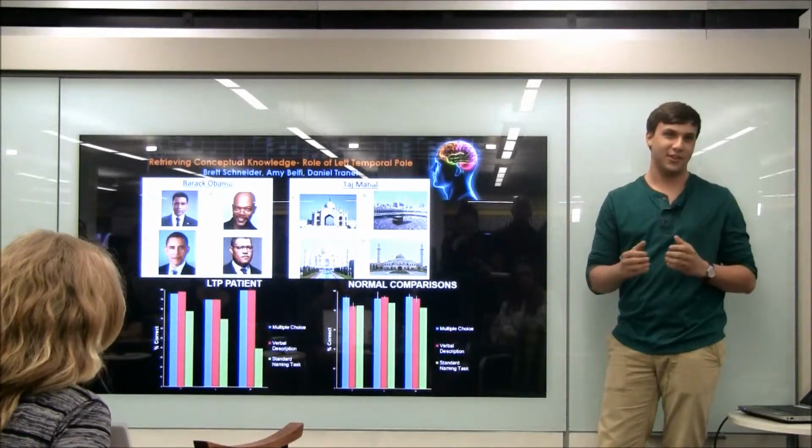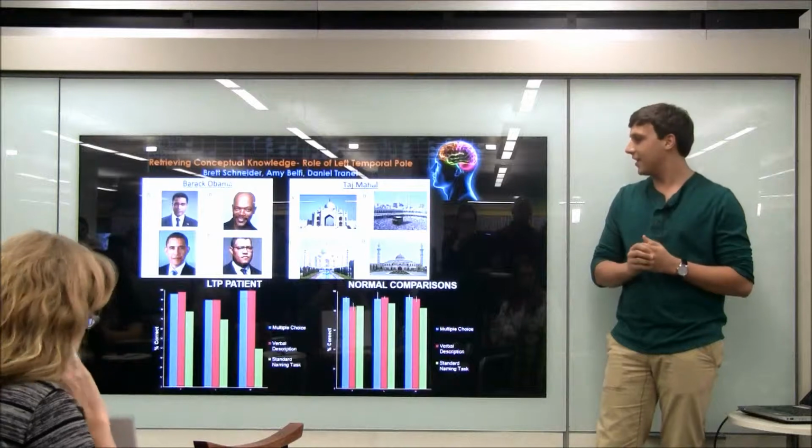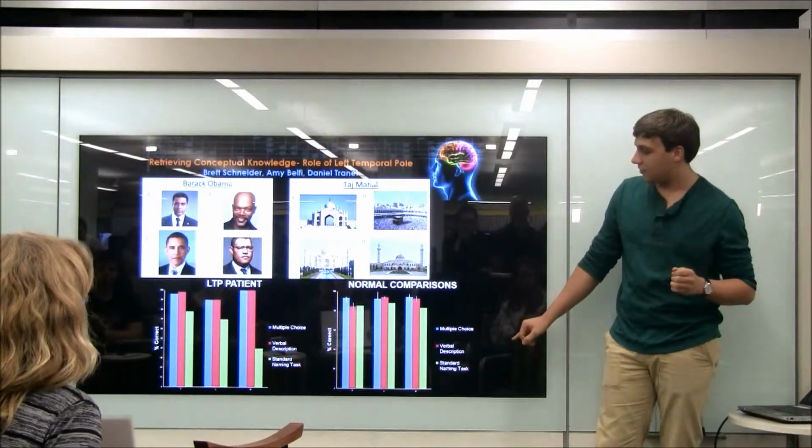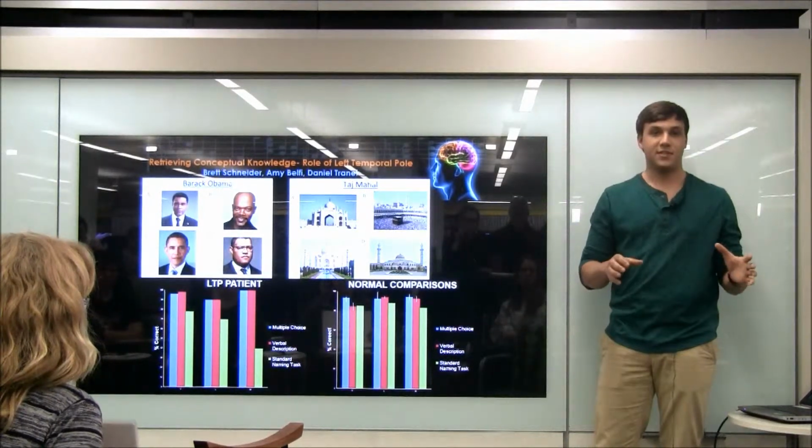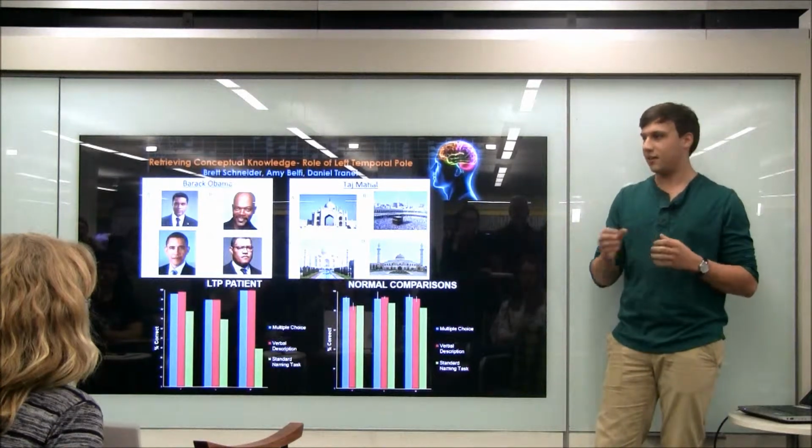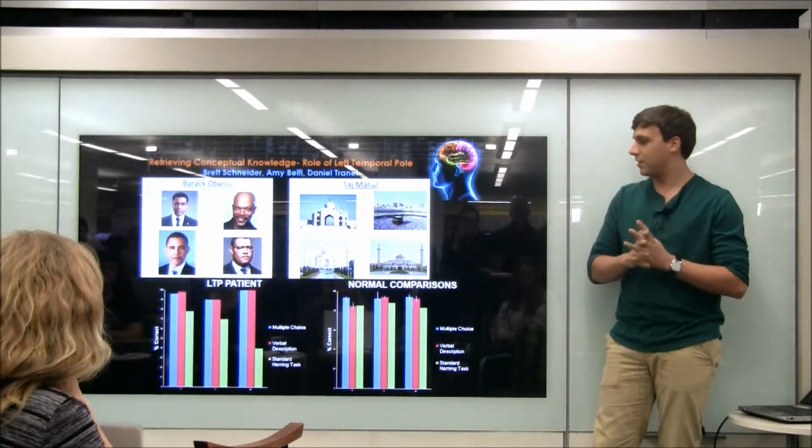So I have a lot more data to go through and a lot more patients to test. However, you can see that the standard naming tests, they did have the expected deficits. So it's just interesting to actually see the individual differences between patients.